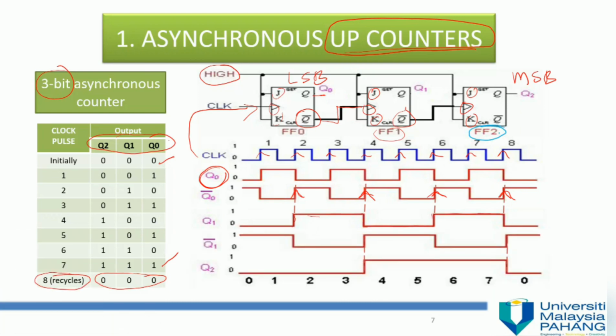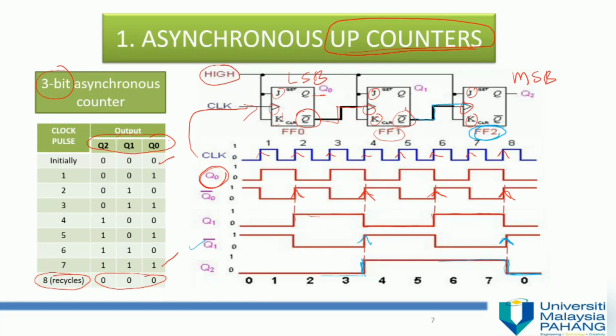Next, the clock input of flip-flop 2 comes from Q1 bar. So flip-flop 2 will operate when it gets the input from Q1 bar, and this flip-flop operates at PGT. So the first PGT of Q1 bar is here, and the second PGT is here. So the output Q2 will be triggered at the first PGT of Q1 bar, and then the second PGT of Q1 bar is here. So the output of Q2 will be toggled at this point.